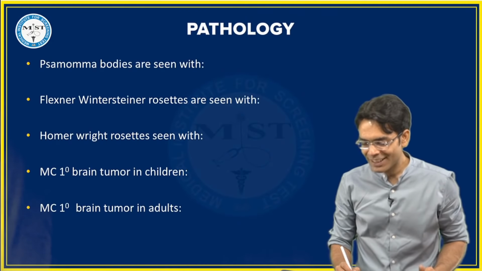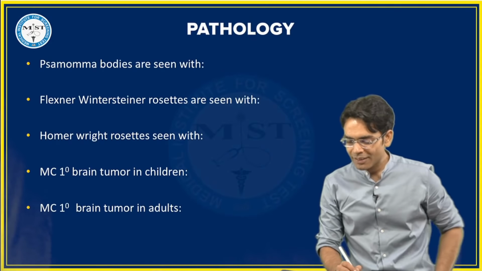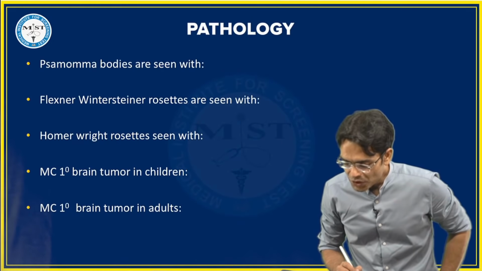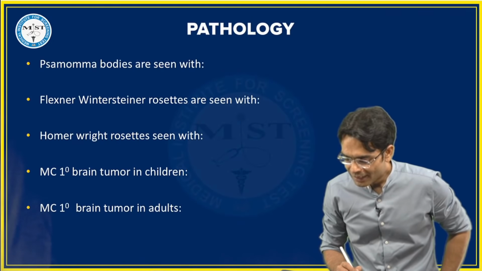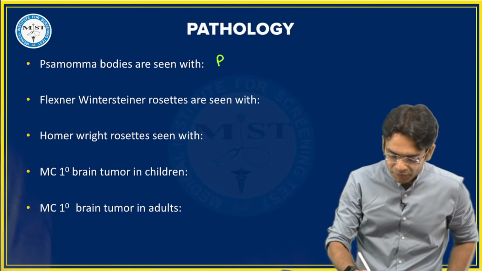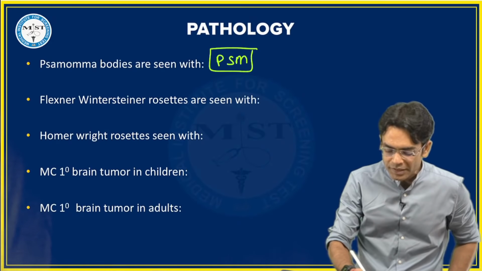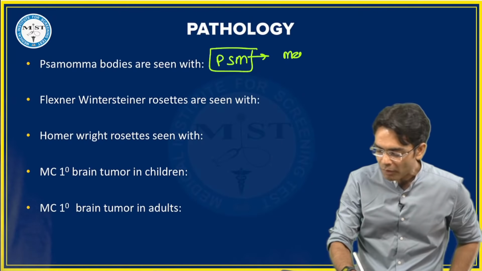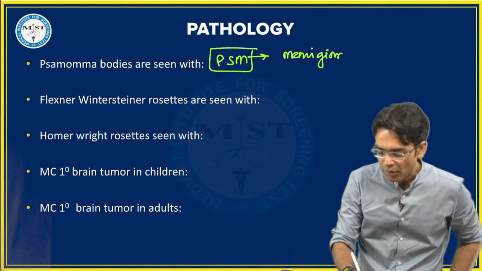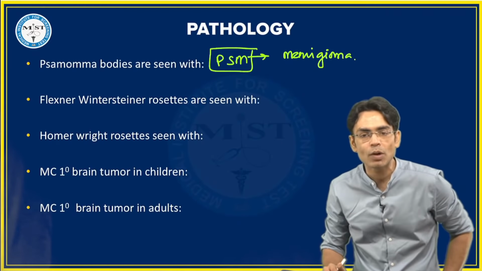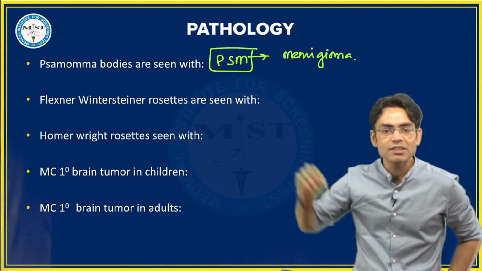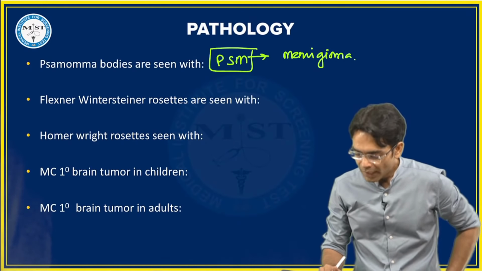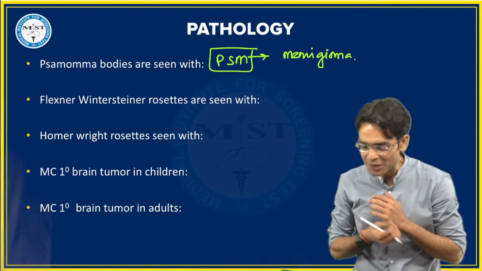Psammoma bodies. You are right, Simran. Tanishk. Yeah, Ritika, it is like full. The mnemonic which we have learned is PSM, and M stands for meningioma. So if we talk about the brain tumor in which psammoma bodies are seen, it is meningioma. Flexner-Wintersteiner rosettes. Yes, guys, yes.